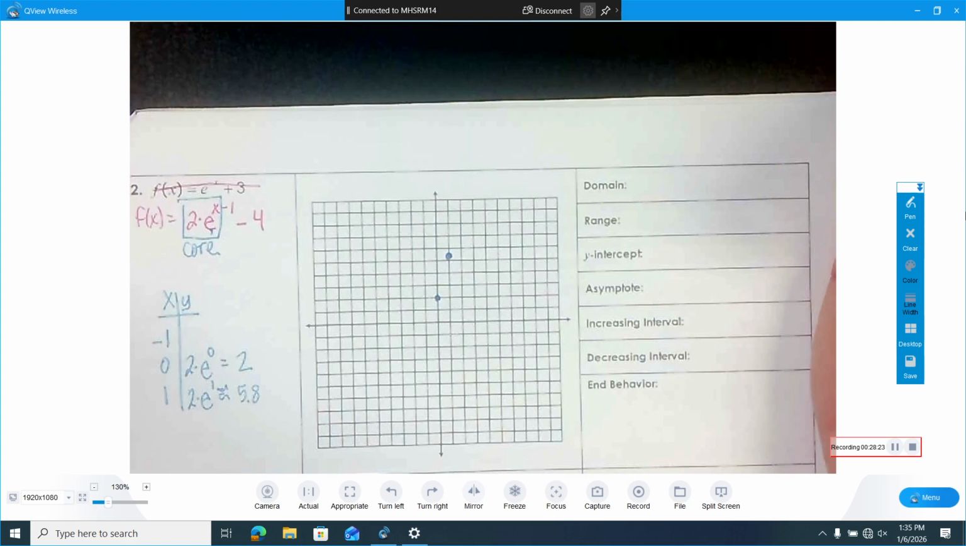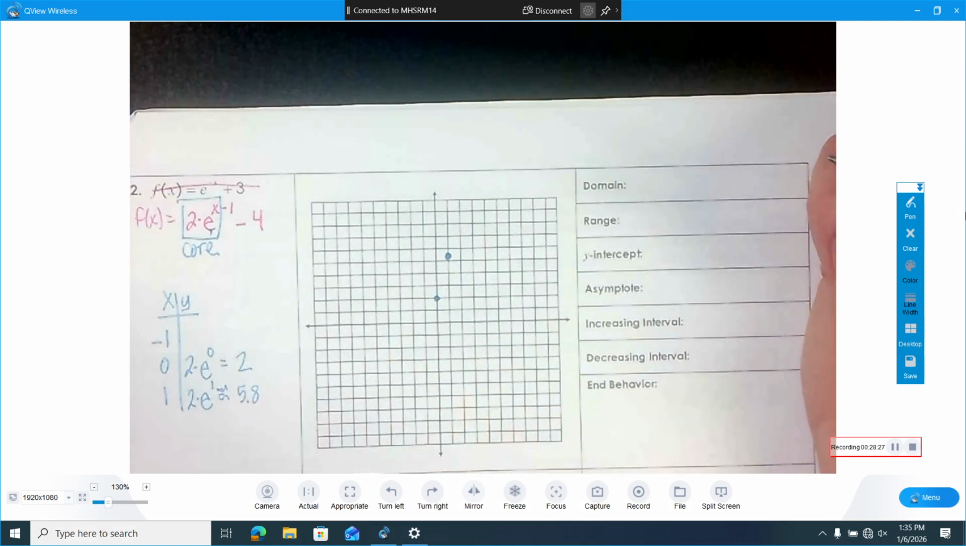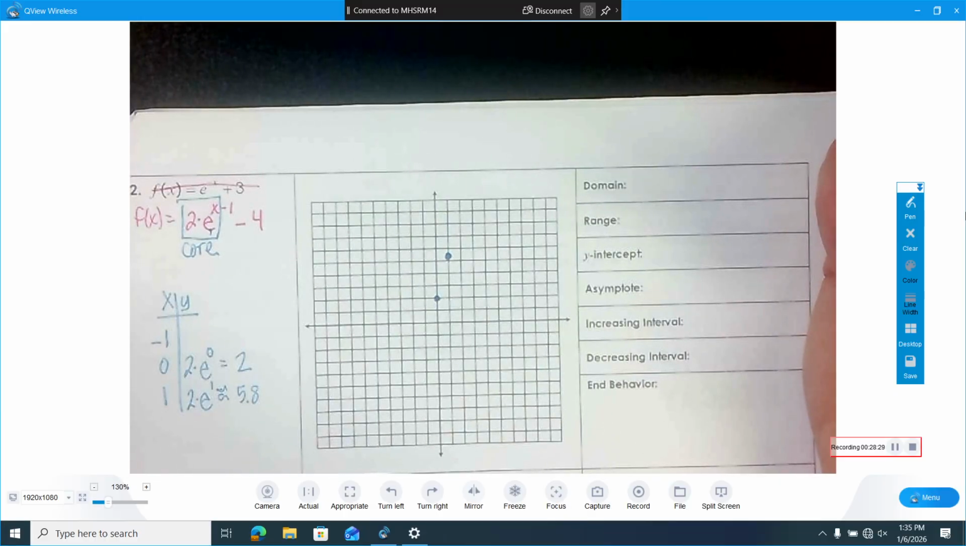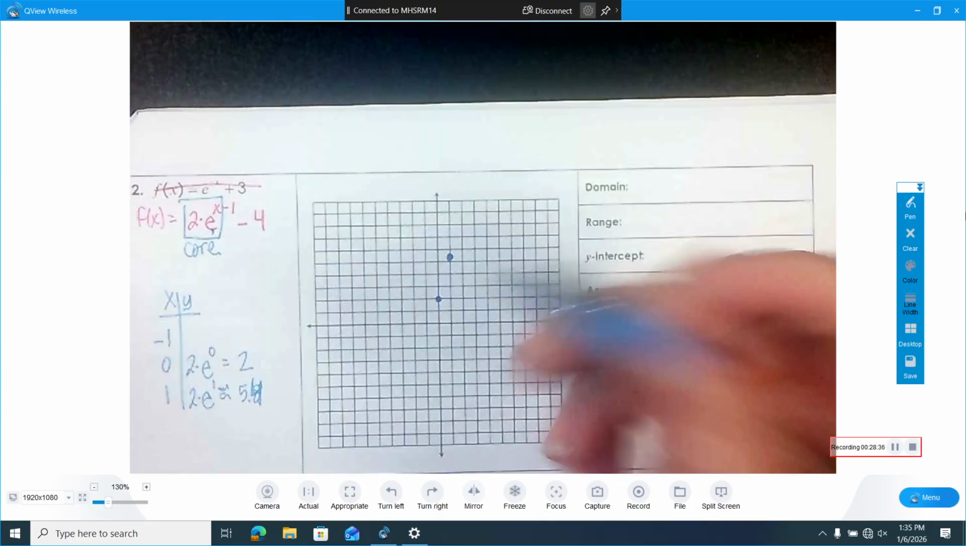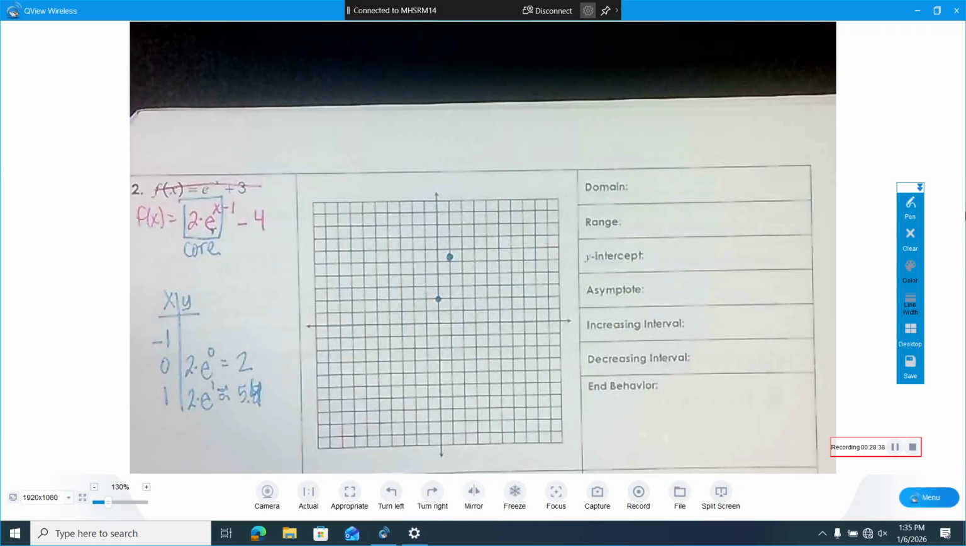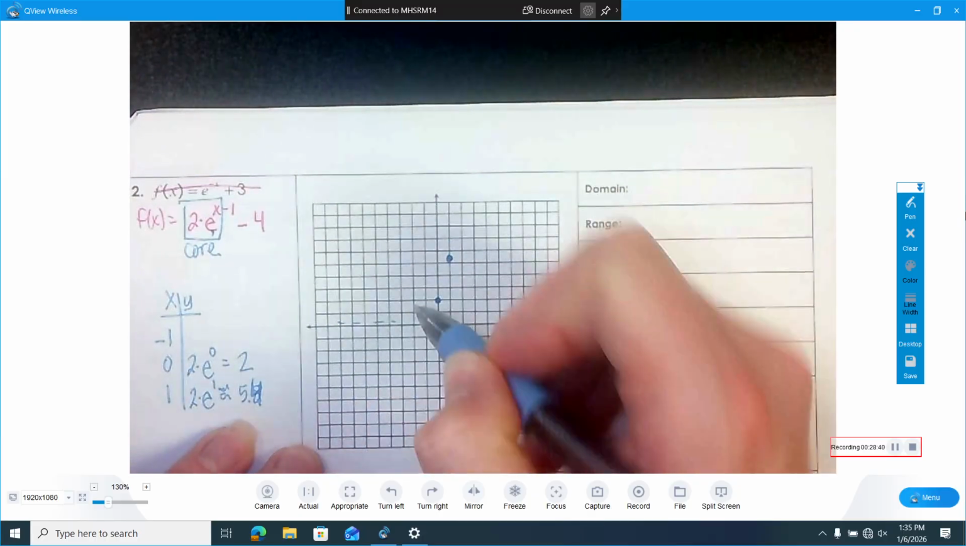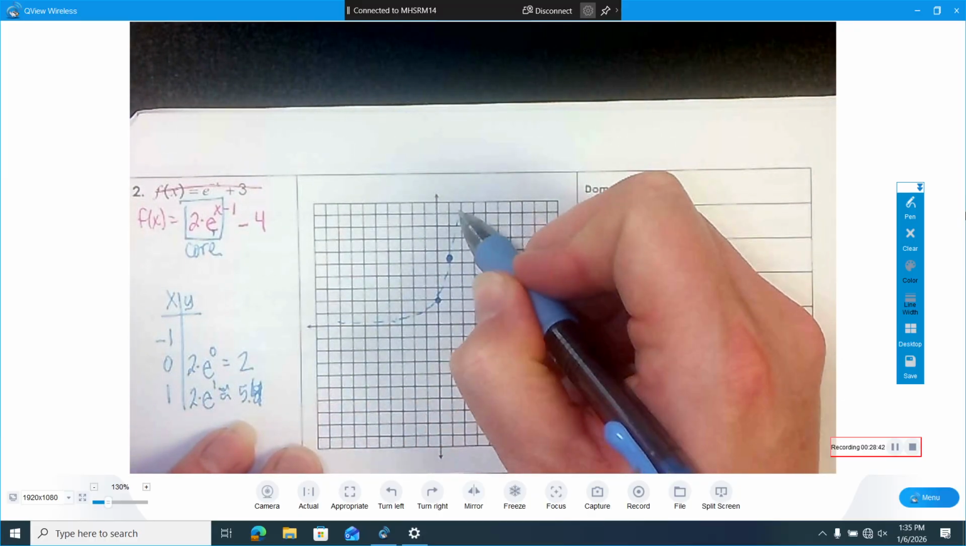What is that? I don't know what it is. Let's see, you could check it if you want. 2 times e. I'm just curious now. Oh, 5.4. So 5.4. All right, and I know that it's exponential growth, so we know that it's got this Superman shape like that.